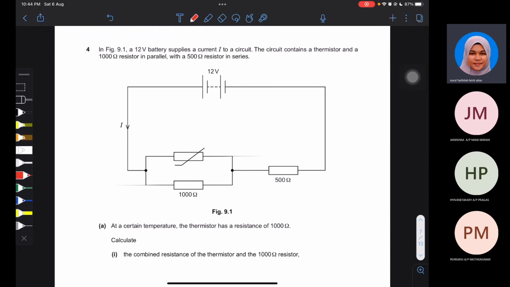Jadi kita dah masuk lah sampai EMF apa semua lah kan? So in figure 9.1, a 12 volt battery supplies a current I to a circuit. The circuit contains a thermistor and a 10,000 ohm resistor in parallel. Okay. Calculate the combined resistance of the thermistor. Jadi ini macam tadi lah. You boleh try buat sendiri.